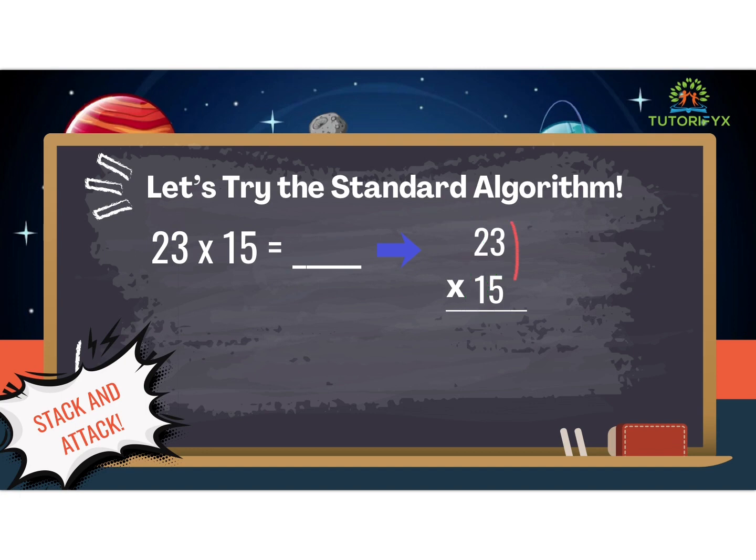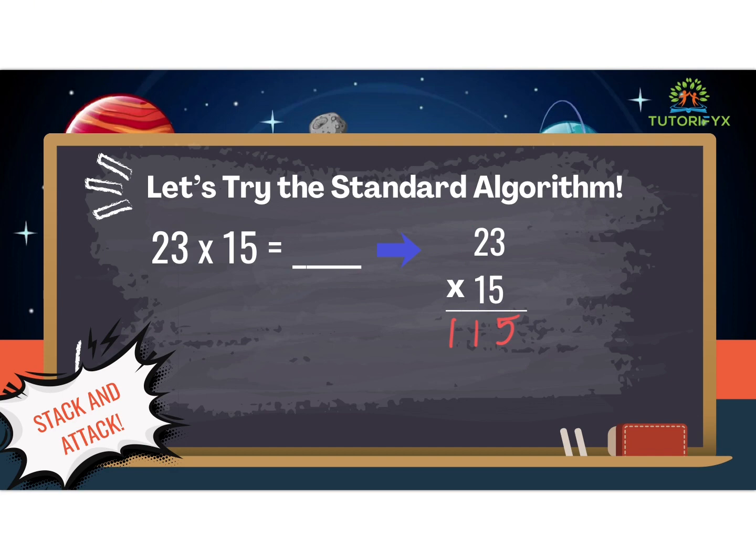I'm going to start off multiplying my ones place. 5 times 3. That is 15. Carry the 1. Then I'm going to multiply that 5 with that 2 in the tens place. I'm going to go diagonally across. 5 times 2 is 10 plus the 1 that we carried is 11. You should have gotten 115 as the first partial product.